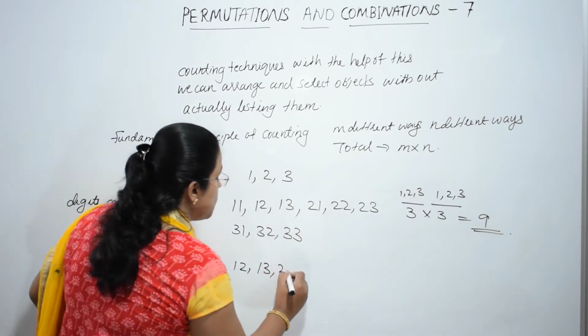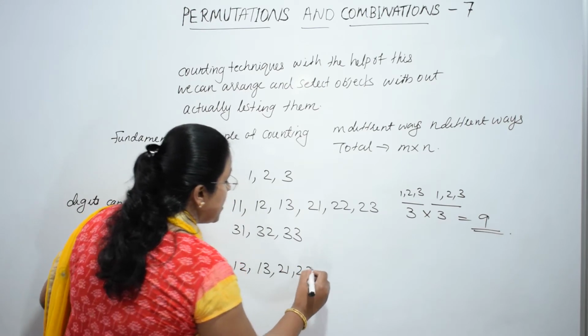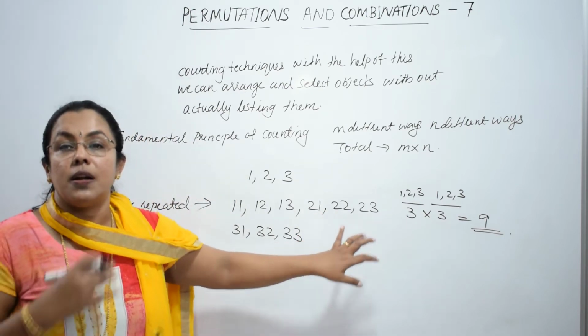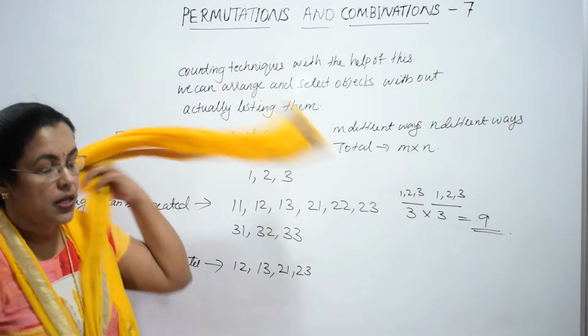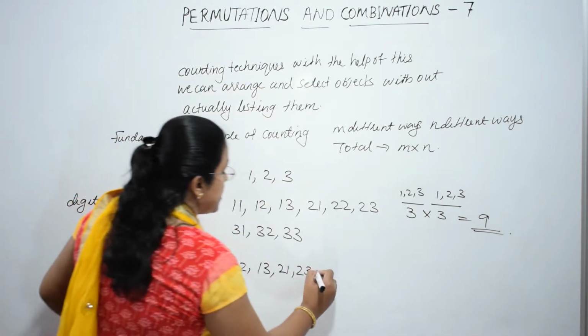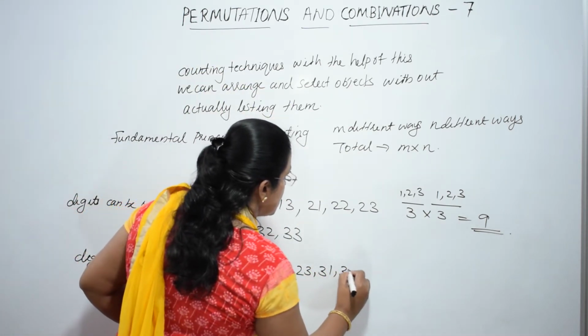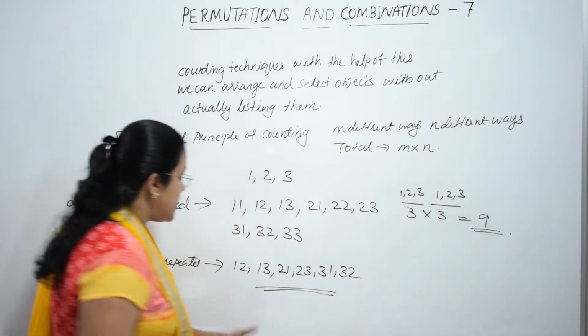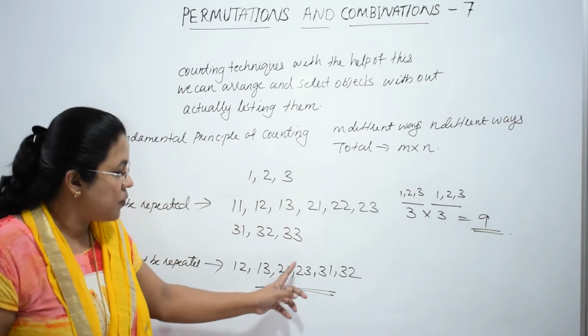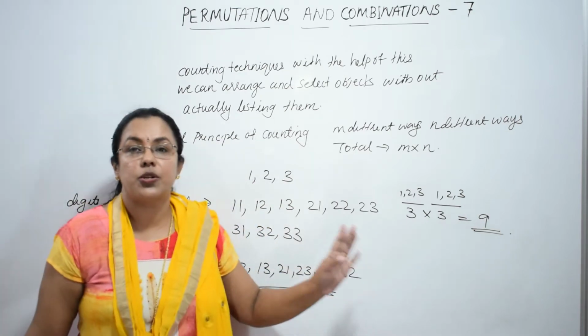Again, 2, 1 and 2, 3. 2, 2 is not possible because digits cannot be repeated. Here 3, 1 and 3, 2. So the possible numbers are 1, 2; 1, 3; 2, 1; 2, 3; 3, 1; 3, 2.